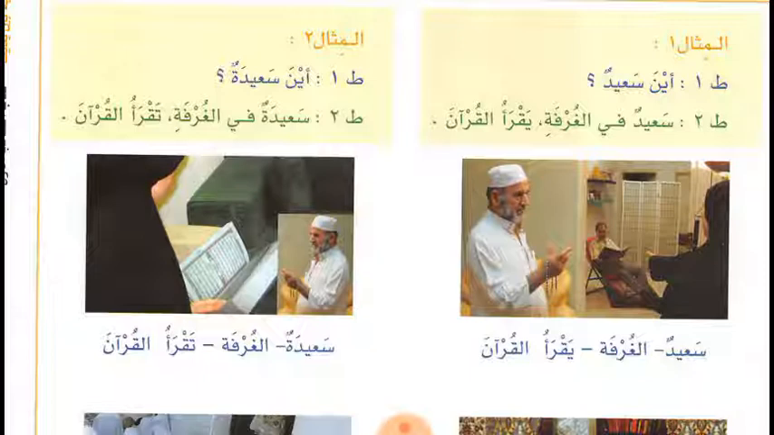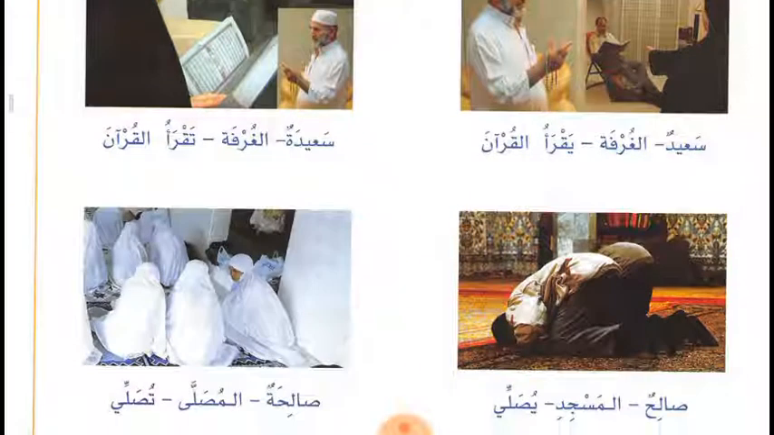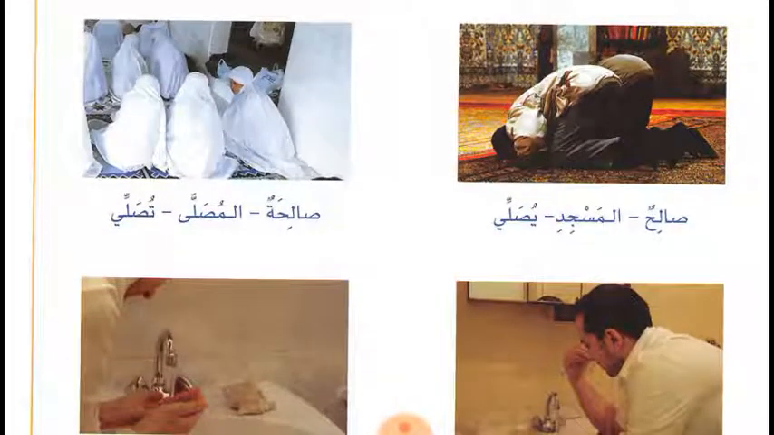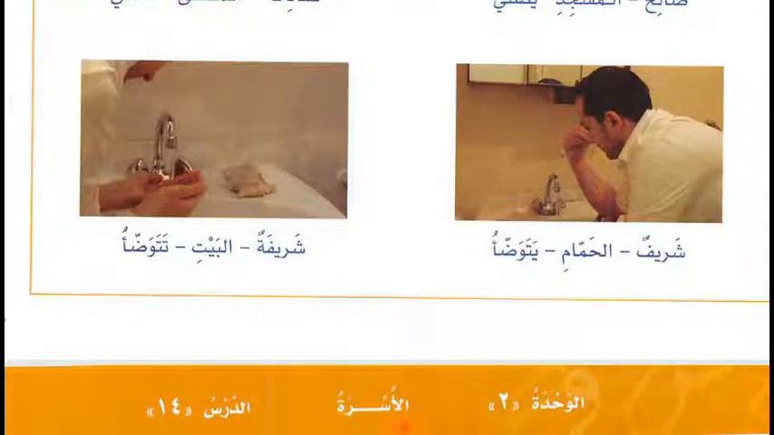So for male we will use ya at the start of the verb, and for female we will use ta at the start of the verb. Now ask, where is Saleh? Aina Salihu. Yes, now answer. Salihu fil masjid yusalli. Aina Saliha? Saliha fil masjid tusalli. Fil musalla tusalli. Okay. Saliha, she is in salah, she is praying.